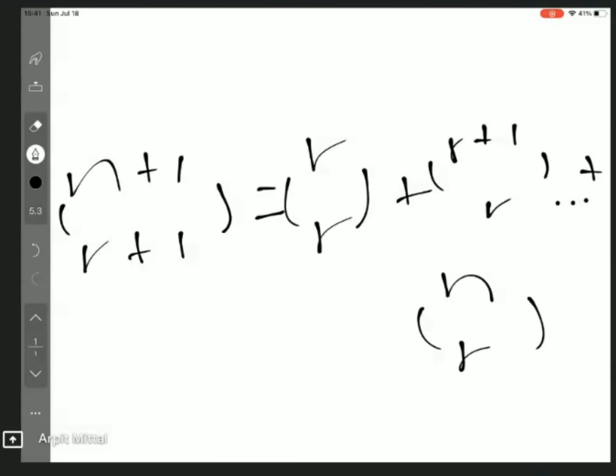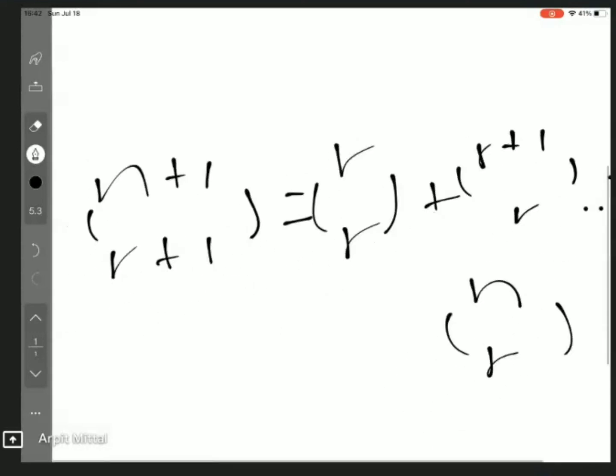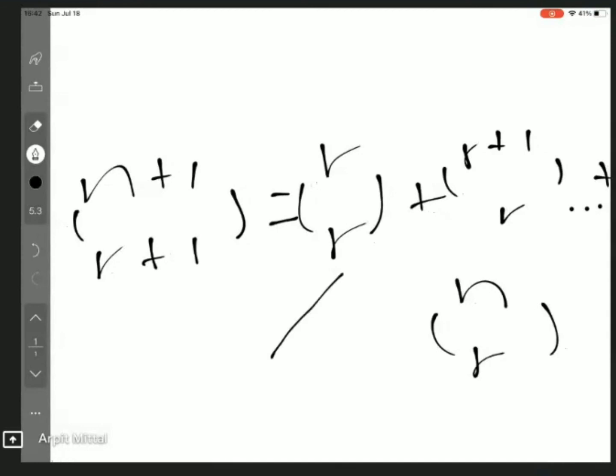So it's saying that n plus 1 choose r plus 1 is n choose r plus n minus 1 choose r plus n minus 2 choose r all the way until r choose r. Now we can do a proof of this by using Pascal's identity over and over again. r choose r is the number of ways of selecting a committee from r people when we have a group of r people. This is simply 1 because there's only one way to select this committee.